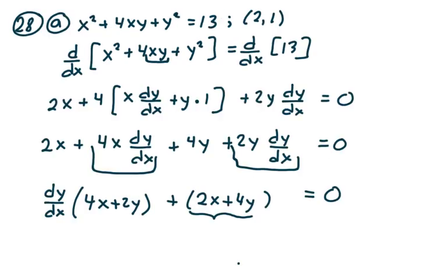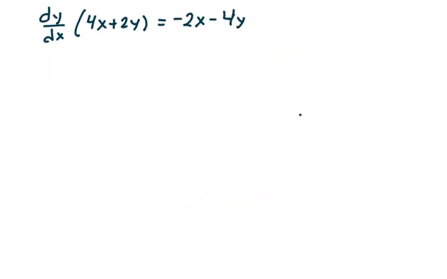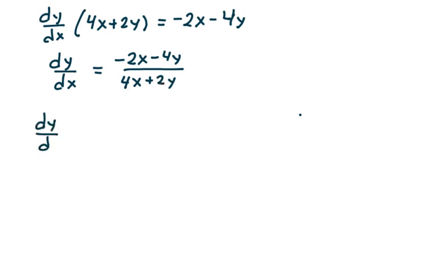So I get dy/dx times 4x plus 2y is equal to negative 2x minus 4y. Right? So dy/dx is negative 2x minus 4y divided by 4x plus 2y. And so I'm going to take dy/dx and evaluate it at the point (2, 1).